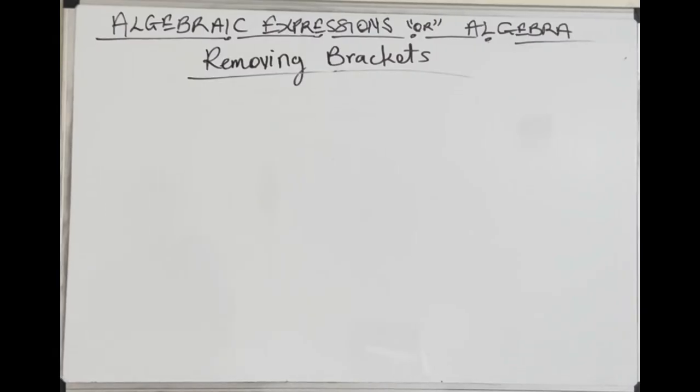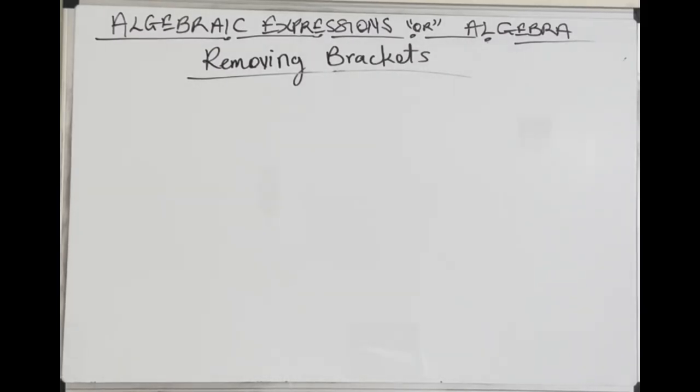Okay, so we move to the next subtopic, removing brackets. Brackets are used to group terms together. An expression with brackets in it can be replaced by an equivalent one without brackets. This is called removing the brackets or expanding the expression. To remove the bracket, we use the distributive law. So we multiply the term outside the bracket by each of the terms inside the bracket.